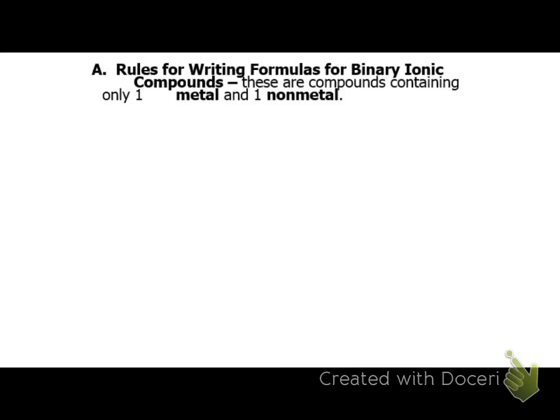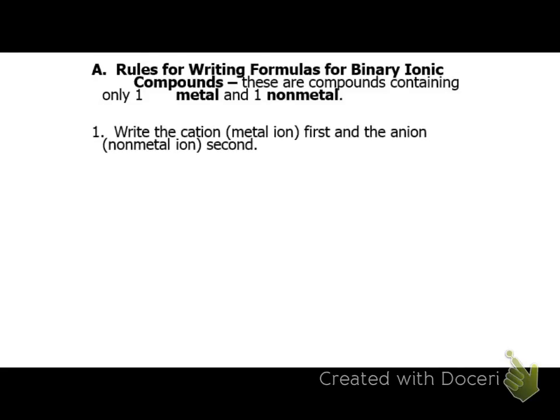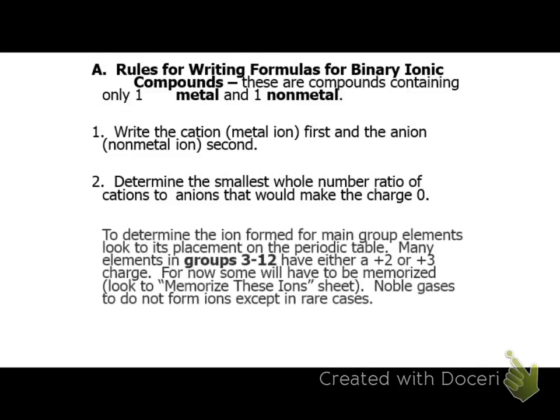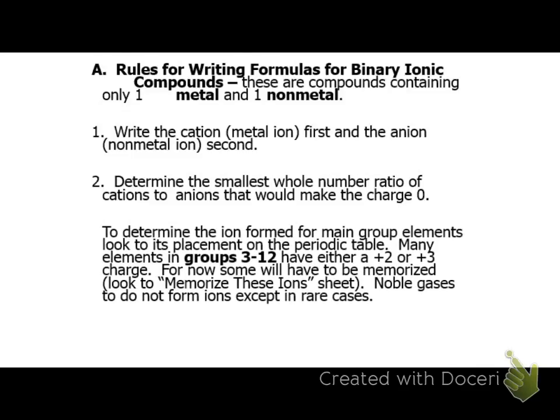For ionic compounds, the first ones we're going to talk about are binary ionic compounds. Those are the ones that are going to be just a metal and a non-metal. When we're writing them, the cation, which is the metal, always comes first, and the anion always comes second. Remember, the cations are positive, and so they will always come first when we're writing the formulas. When we're doing this, we're going to put these together in a way that we determine the smallest whole number ratio of cations to anions that would make the charge be 0. Okay? So determine which ions are going to form.